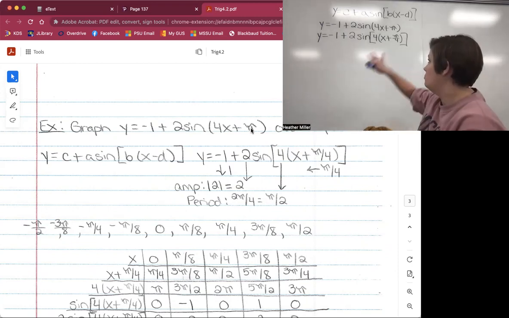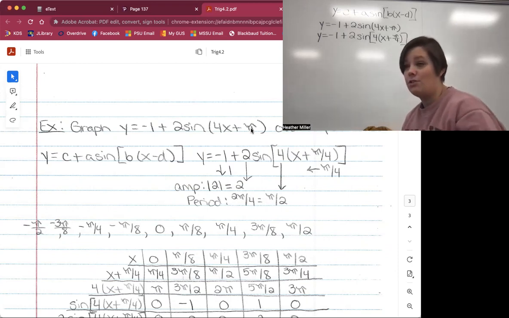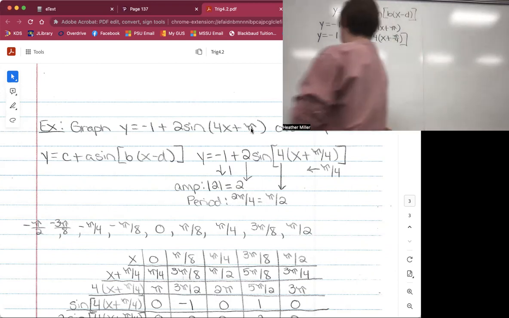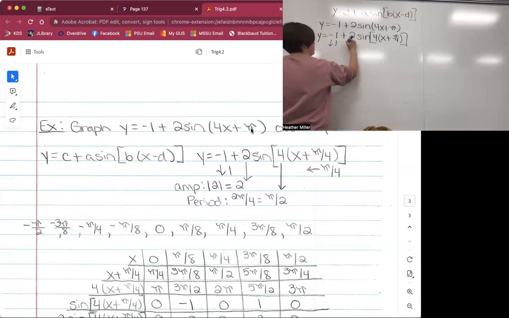Okay, so I have it written just like our general function. I'm going to note all of the different translations that are going on. You don't have to do this when you're doing your problems. Like I said, it helps me, and so I like to note what's going on. This -1 tells me that I'm going to do a vertical shift down 1 unit. This 2 is what affects my amplitude. And so amplitude, again, is the absolute value of A. In this case, it's the absolute value of 2, which is 2.